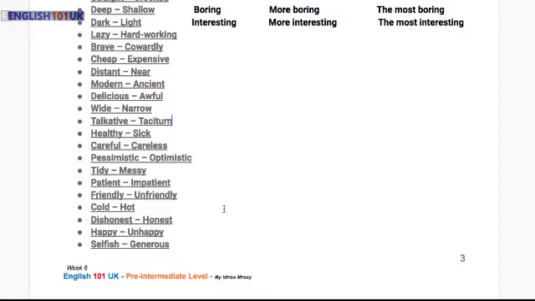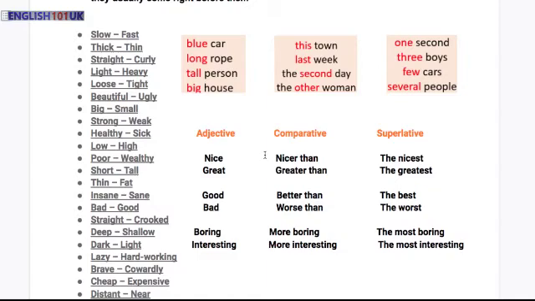Okay, now we know that we have adjectives that describe nouns and pronouns, giving us information about a certain noun or pronoun. But when we are comparing two nouns or two pronouns, we use the comparative. Let's say something is nice. This house is nice, but that house is nicer than this. So here we are comparing two houses. The same thing: today is great, but yesterday was greater than today.